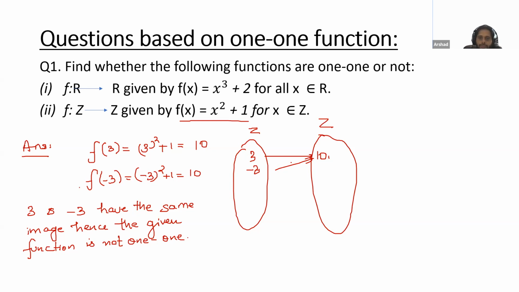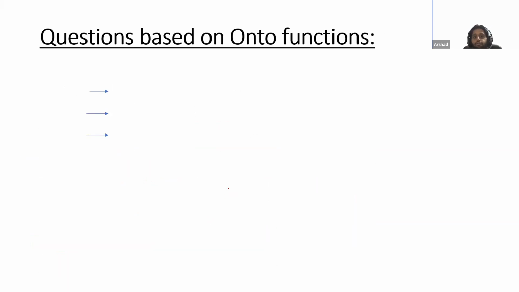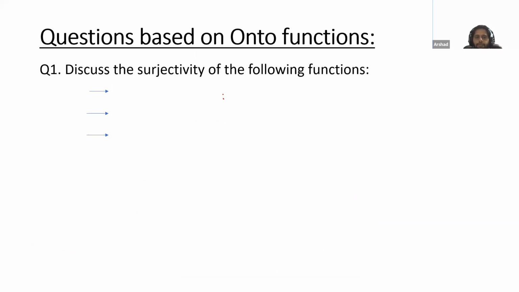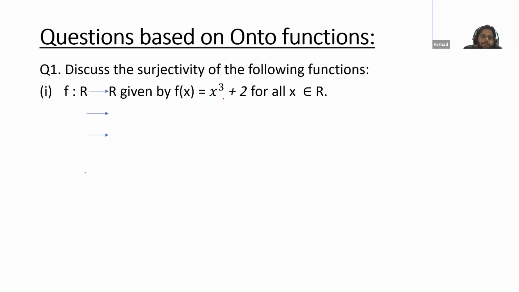So we are just going to start the next question. Questions based on onto functions. We will take the first question. Now we will check how we need to solve this type of question. Onto function is tricky, so please check all the steps carefully.